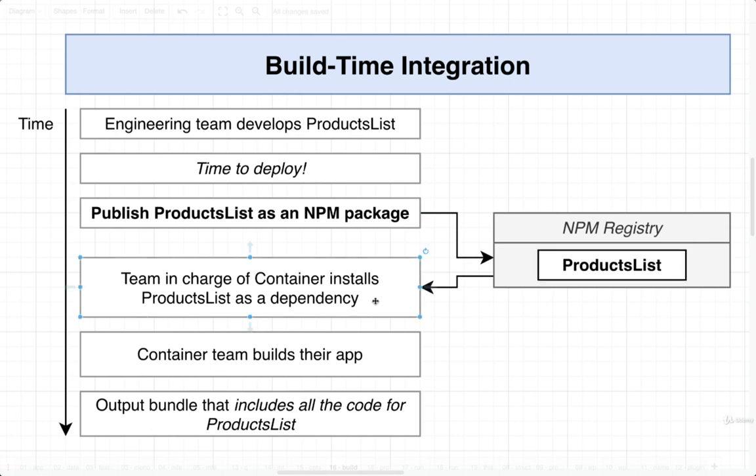Then the team in charge of container would install products list as a dependency using that same kind of npm install command that you are probably already very familiar with. The container team would then build up their application, and the result of that would be a bundle that has all the source code for container and all the source code for products list. So that bundle right there implies that we have one JavaScript file, or possibly multiple, that has all the source code for products list and container put together.